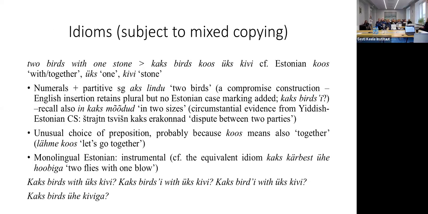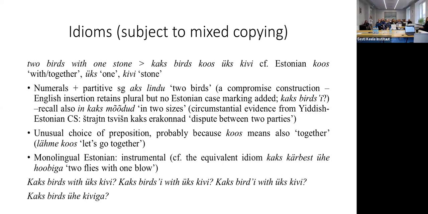So, an idiom subject to mixed copying. "Two birds with one stone" gives you "kaks birds koos ükski". I'm sorry. In Estonian, koos is "with" and "together", üks is "one" and kivi is "stone". Numerals in Estonian demand the partitive case, except one, partitive singular. So it should be kaks lindu.